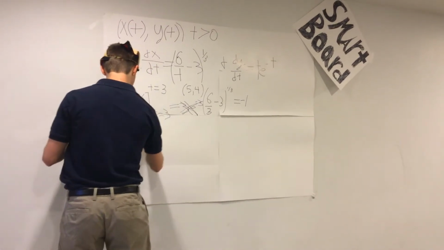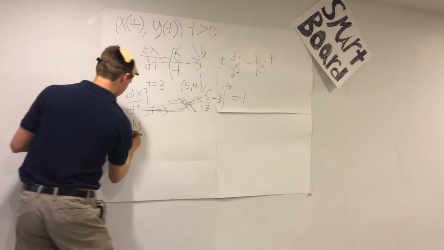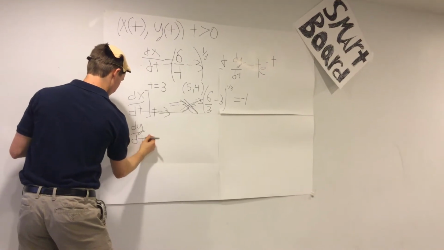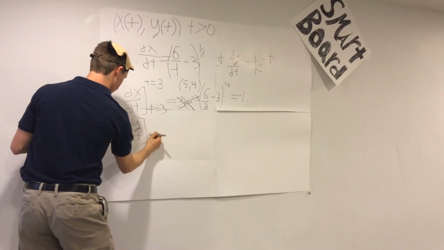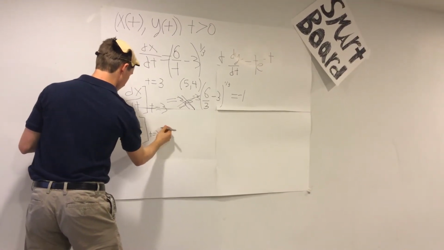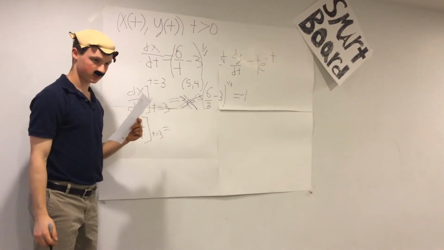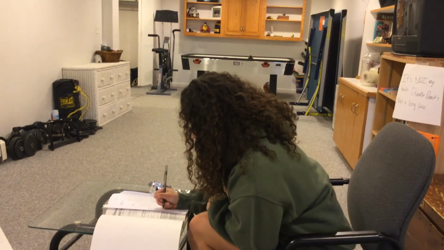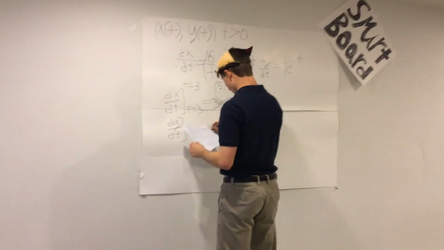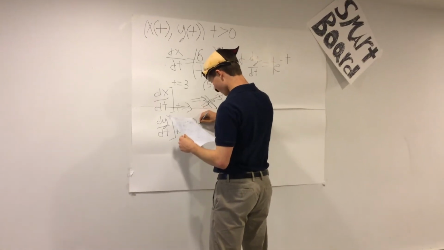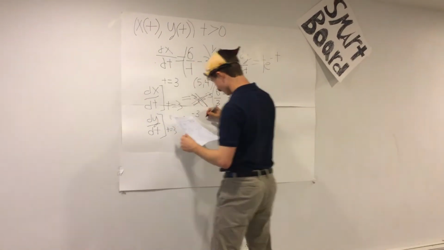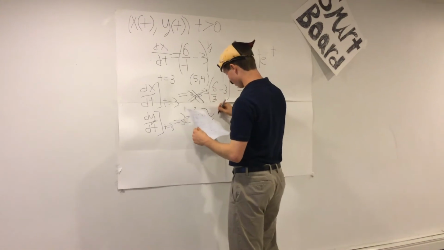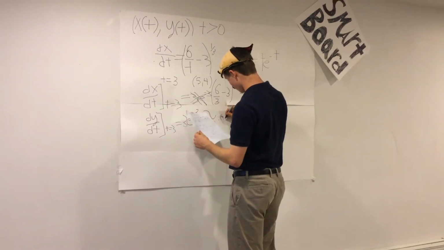dy/dt at time t equals 3 is 3e to the negative 3, which is approximately 0.149.